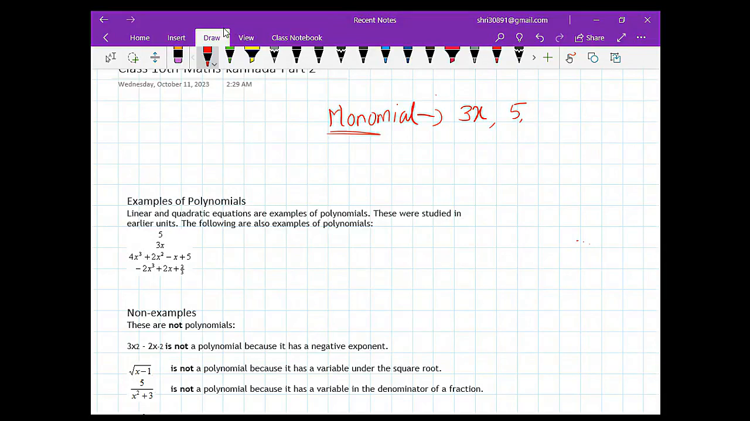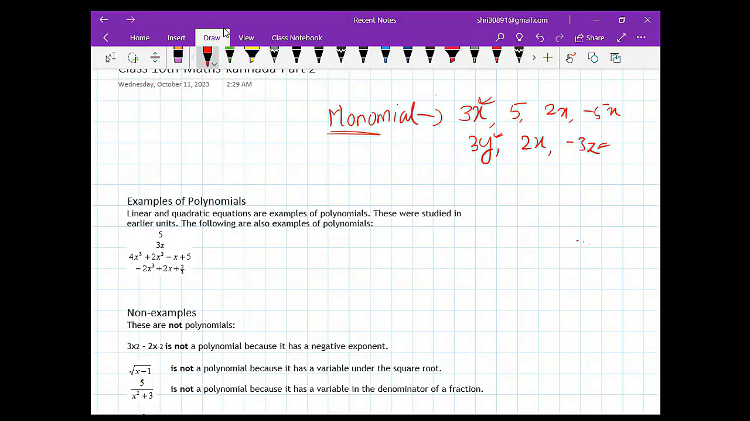Or it may be 2x, or minus 5x, or 3y, or minus 3z, anything. The variable is also different, maybe x or y or z, and the sign is also minus 5 or plus 5, positive numbers or negative constants, whatever it may be. Only the thing is the term should be one.